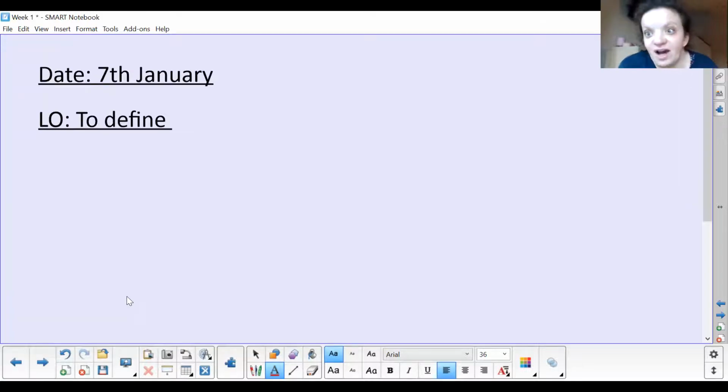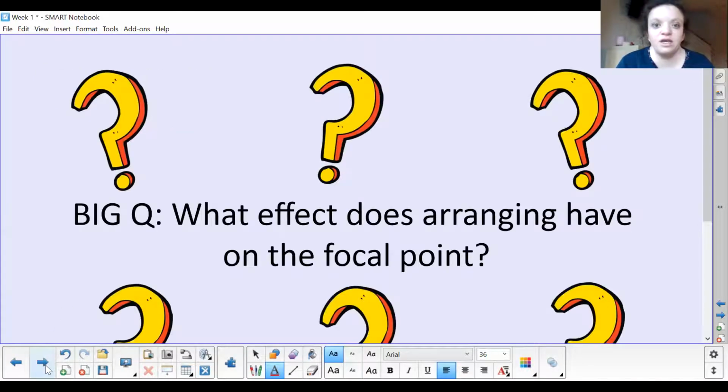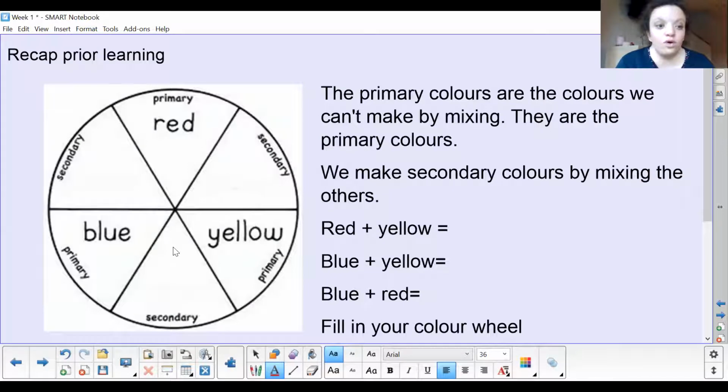So today we're going to look at some artistic techniques and we're going to define what they mean, which means we're going to tell me what they mean and find out what they mean. So what effect does arranging have on the focal point? We're going to talk about that as well. So we're going to be defining lots of different language words today.